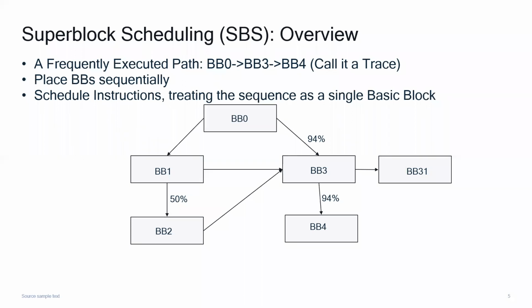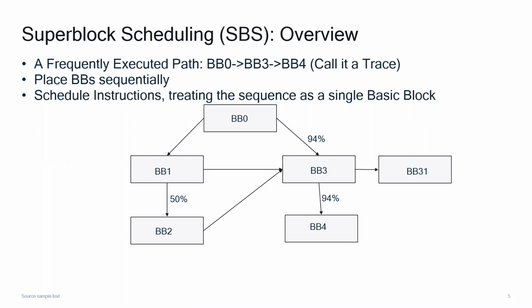It's okay if sometimes we go off trace, that is, if we go to bb1 sometimes, that's fine, as long as we are following this sequence of basic blocks. Most of the time we will be able to get the benefit. So we place the basic blocks in the trace sequentially, and then we schedule the instructions treating the sequence as a single basic block. This is how we can describe superblock scheduling in a nutshell.